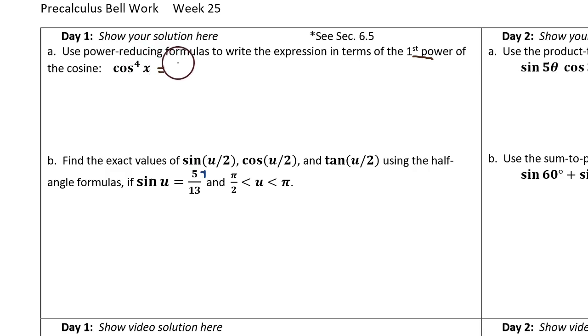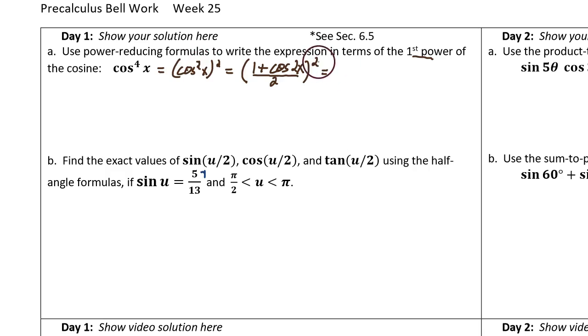In the first step, we can write that as cosine squared of x, squared. Then we can apply the power-reducing formula to the cosine squared of x. That will create (1 plus cosine of 2x all over 2) squared. So inside the parentheses, this right here comes from using the power-reducing formula on the cosine squared.